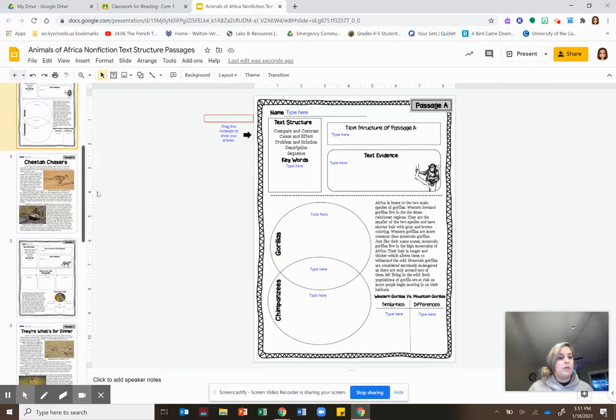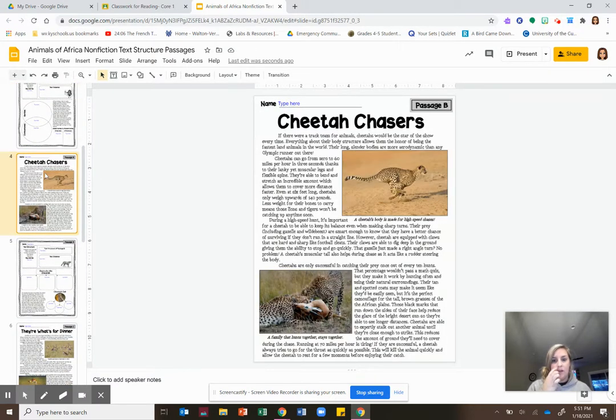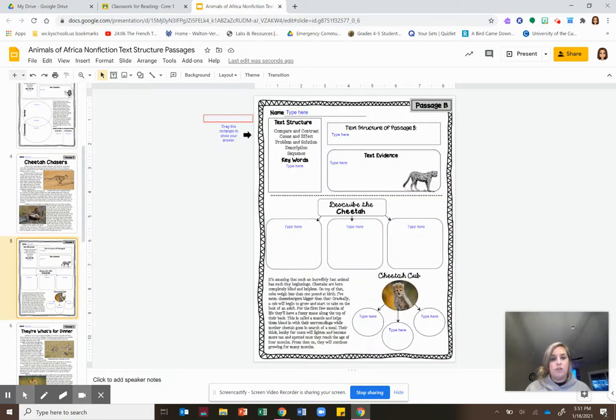On Wednesday, you are going to be completing slides 3 and 4, which is passage B. You're going to read the passage, and same thing that you did on Tuesday, you are going to fill all of this out. It's just using a different graphic organizer. And then you are going to read this article down here for cheetah gloves.